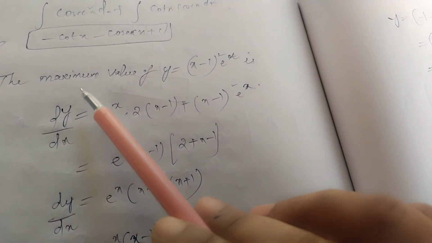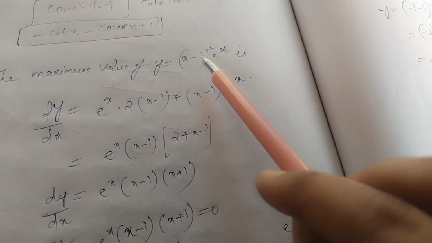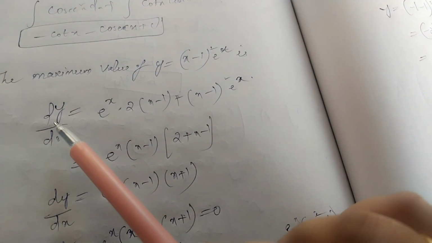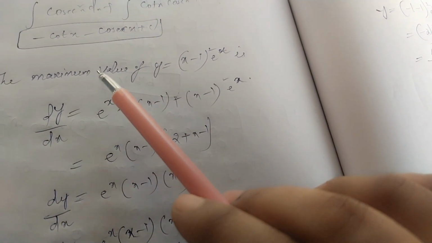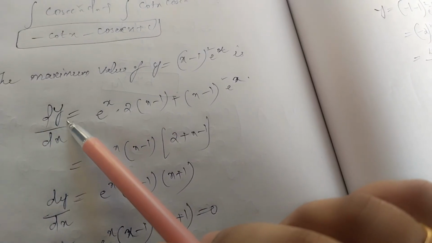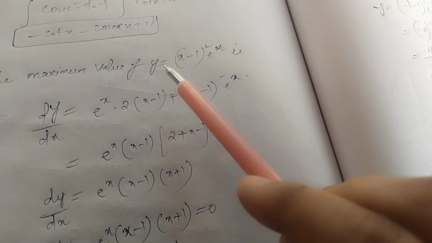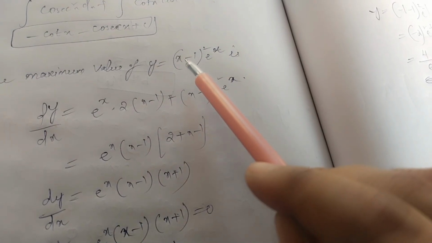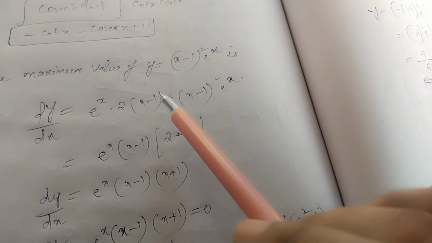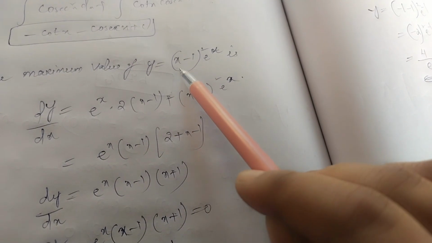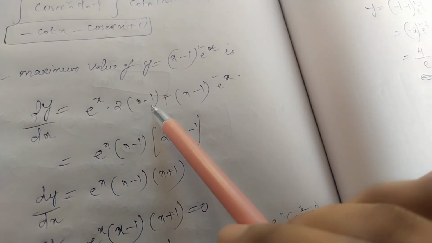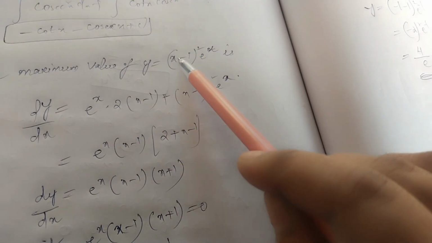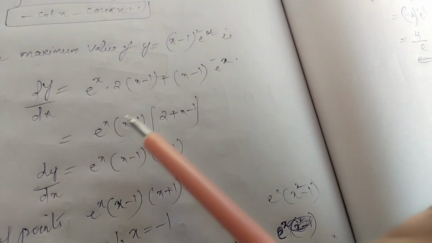And the next question we have: find the maximum value of y is equal to (x minus 1) whole square e power x. So first, to find the maximum or minimum value, we have to differentiate it. We are performing the first derivative here, that is u into v. So e power x into dv by dx plus v into du by dx. Then the derivative of (x minus 1) whole square is 2 into (x minus 1), plus (x minus 1) whole square into the derivative of e power x, which is e power x only.